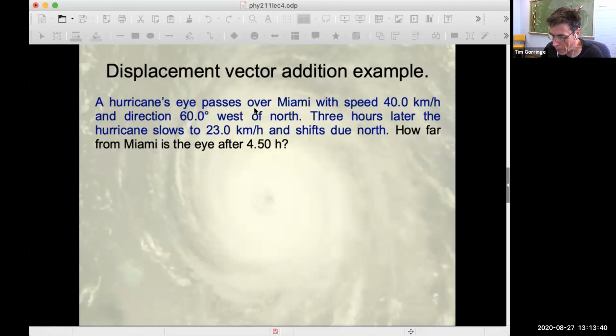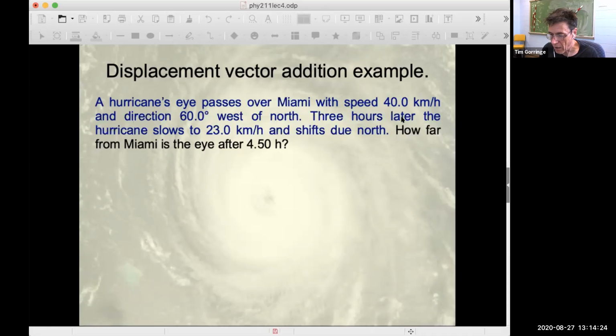Okay, so this is kind of topical, except my hurricane's going over Miami, not Houston. But anyway, I want to look at an example of adding together two displacement vectors. So in this problem, we're told that a hurricane's eye passes over Miami with a speed of 40 kilometers an hour and a direction 60 degrees west of north. So we're told a velocity vector there. Then we're told that 3 hours later, the hurricane slows down to just 23 kilometers an hour and shifts to be directed in the northerly direction. So that's a second velocity vector.